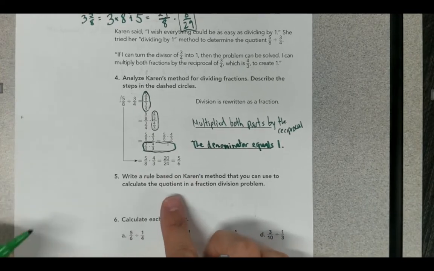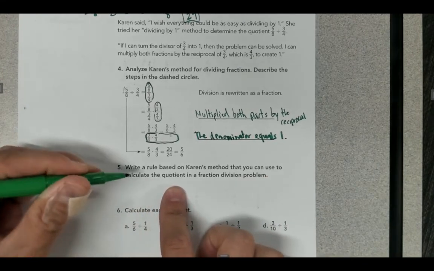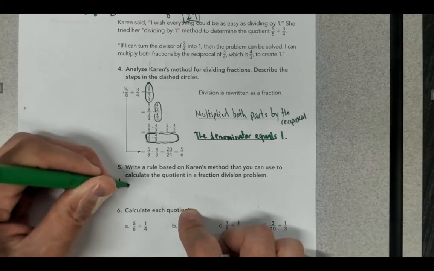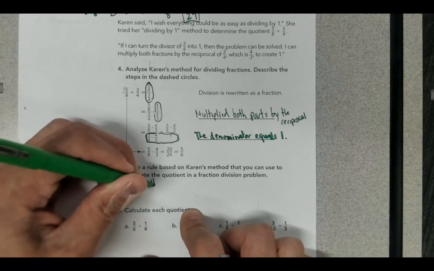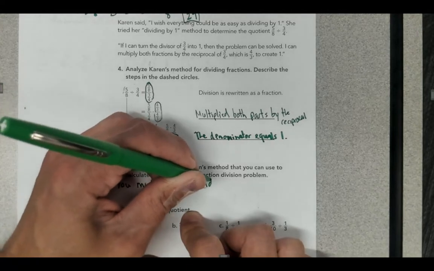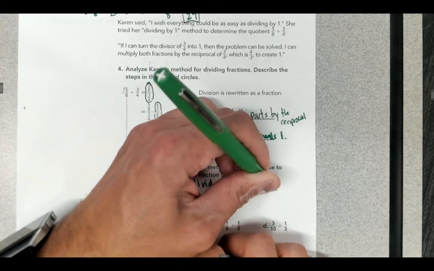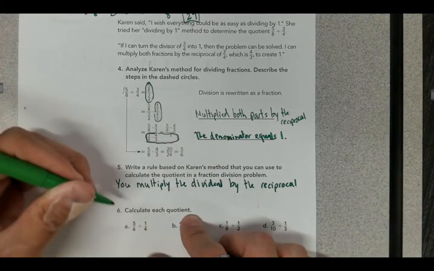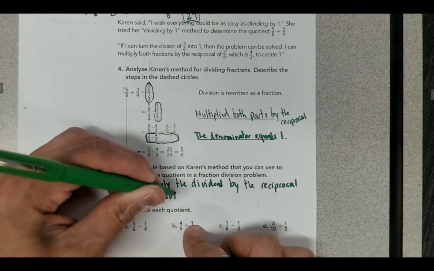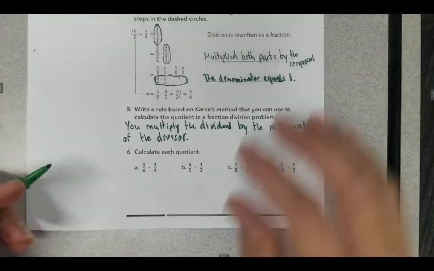Okay, so write a rule based on Karen's method that you can use to calculate the quotient in a fraction division problem. Basically, you multiply the dividend, the first one, by the reciprocal of the divisor. That is the correct math lingo for what we've been doing, which is keep, change, flip.